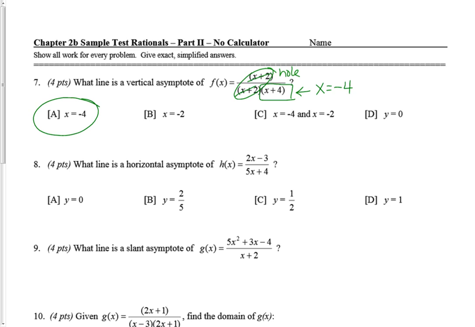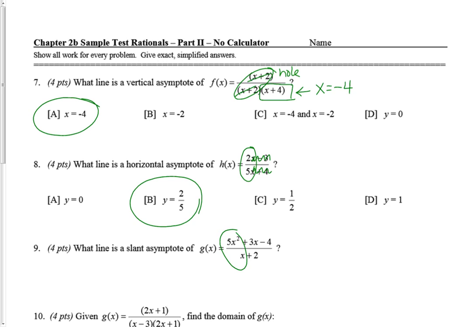Question 8 said, what line is a horizontal asymptote? So I'm looking at the degree of these functions and thinking, if I'm plugging in really big values for x, what's going to happen? None of this is going to matter. It's going to reduce out, and all I have left is the 2/5. I need a y equals for a horizontal line, so I have y equals 2/5. Number 9 asks, which line is a slant asymptote? I can tell it's going to be a slant asymptote because when I divide, I would have x's left on top.